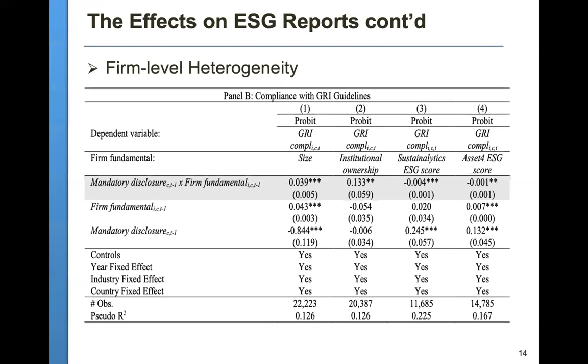Well, regarding the quality of the GRI standards of the ESG report, we find that this impact is more pronounced for the big firms and the firms with higher institutional ownership. So maybe for those firms, after the implementation of ESG standards, they try to distinguish themselves from other firms by increasing the quality of their ESG reports. Okay.